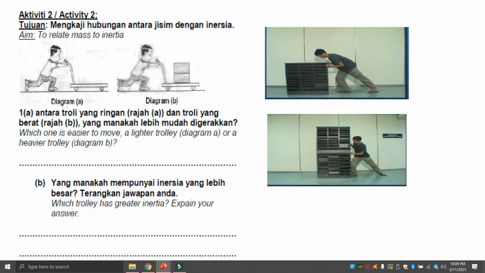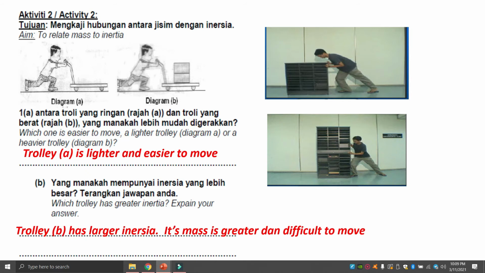For this one, they use a trolley. First, trolley A and trolley B. Which one is much easier to push? Trolley A. Trolley A is lighter and easier to move. Which trolley has a greater inertia? Of course trolley B has larger inertia, because the mass is greater and it is difficult to move.